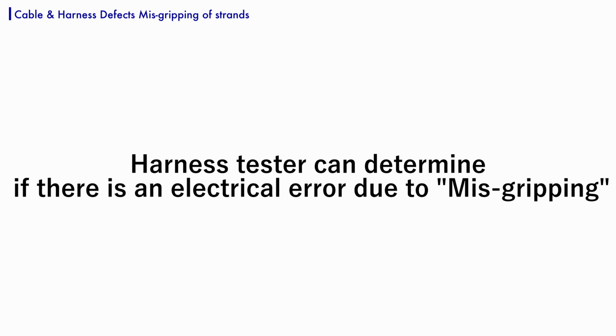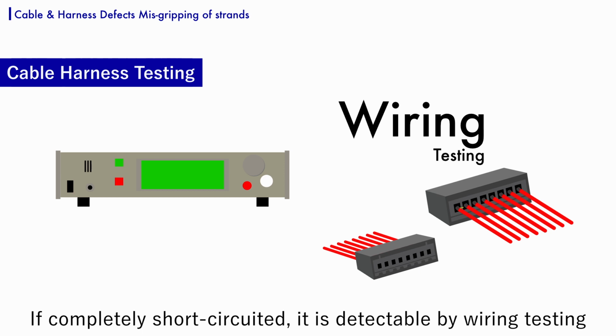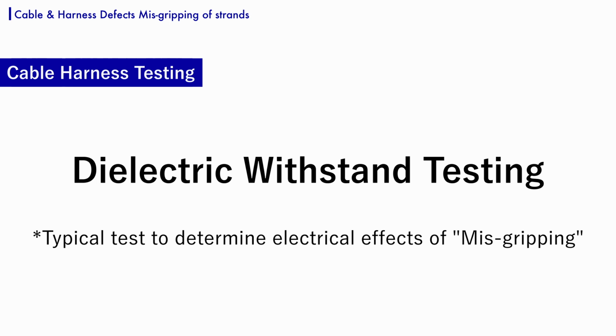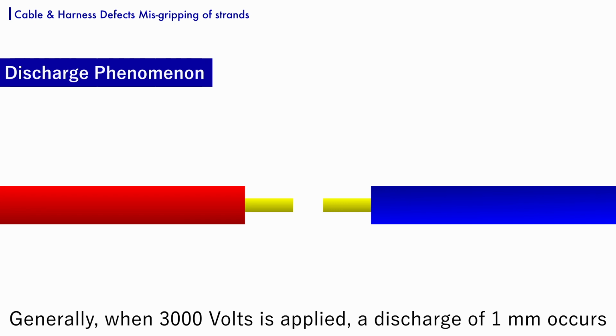Electrical harness testing can detect if there are any error effects. If a short circuit is present, wiring testing can detect the error. An even higher quality test is to perform dielectric withstand testing. Generally, when 3000 volts is applied, a discharge of 1 mm occurs.